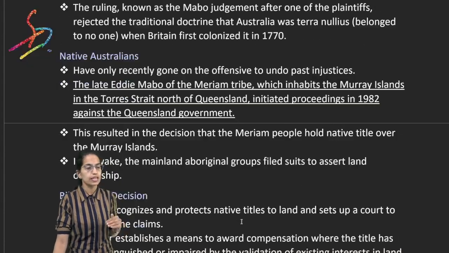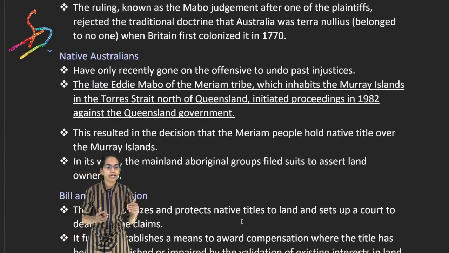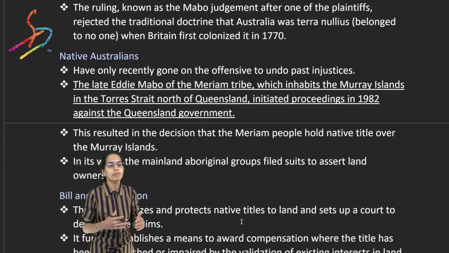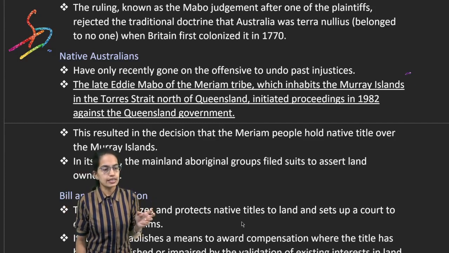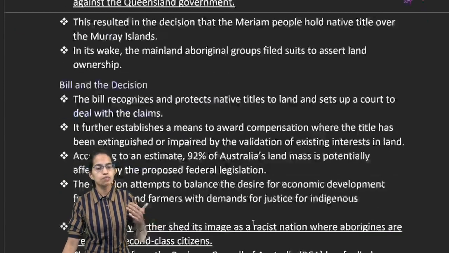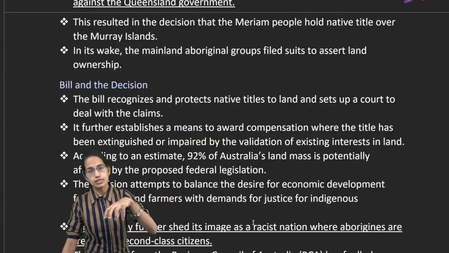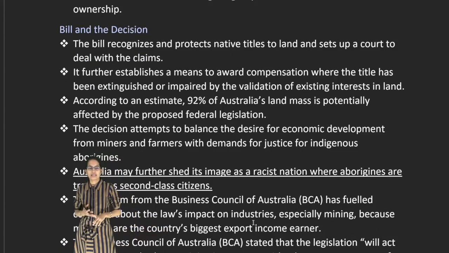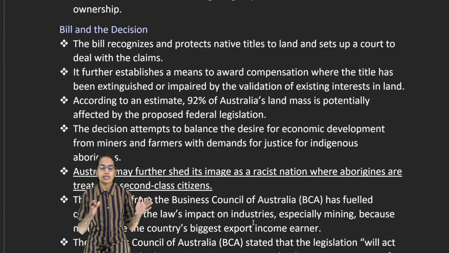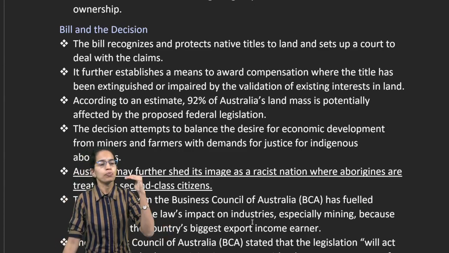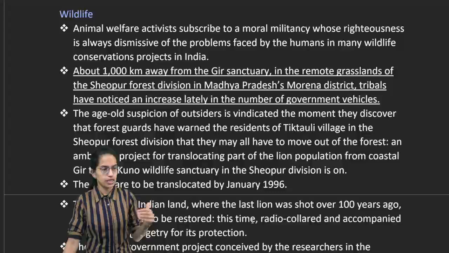Similarly, native Australians under Eddie Mabo, from the Meriam tribe in Murray Island, is an important case study that we need to know. This decision has been important in terms of land ownership in Australia. The bill and the related decision, how there is racism, how Aboriginals were treated as second-class citizens, all of this comes into this line.